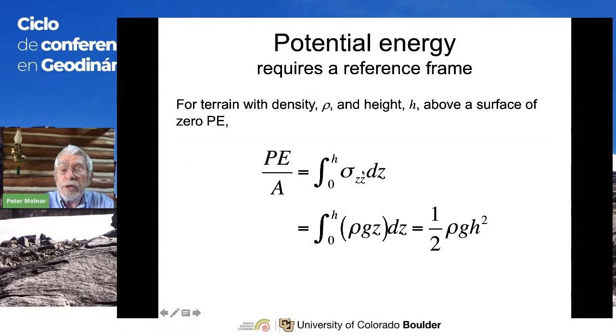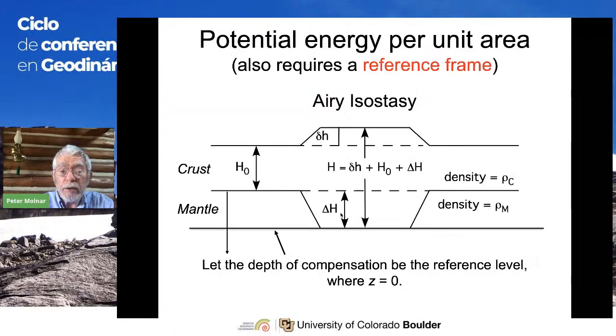So the potential energy above sea level, σ would be the lithostatic pressure. The lithostatic pressure is simply ρgz. You integrate that and you get one half ρgh squared when you go up to the surface. The same as I showed you with those red blobs of fluid between vertical containers.